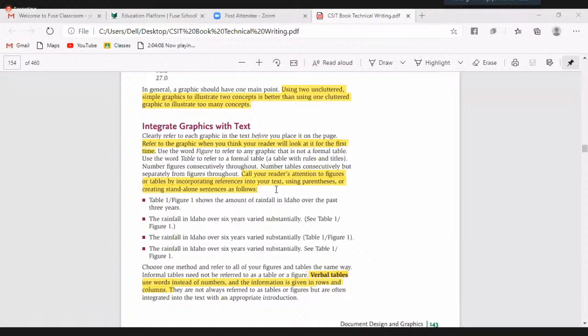Whatever figures or tables you use, you have to integrate graphics with the text. This is given here. How can we integrate graphics with the text? For example, here, you write table 1 or figure 1.